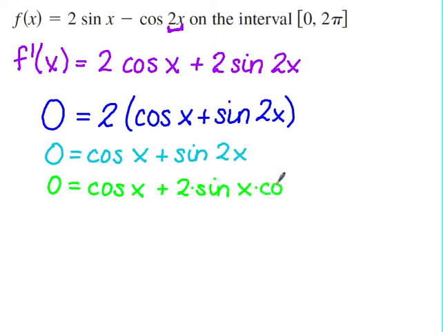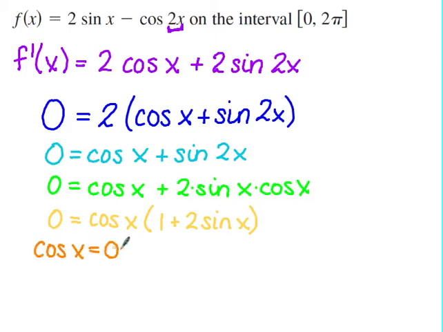Because if you remember, last year we talked a little bit about this: you can't mix a double angle and a single angle. You just can't do that. So we need to use one of those formulas to break that down. When I do that, I notice that each term now has a cosine. If I take a cosine out, I end up having 1 plus 2 sine x. So now I can actually solve that. I'm going to use the zero product property, which states that either cosine x equals 0 or 1 plus 2 sine x equals 0.